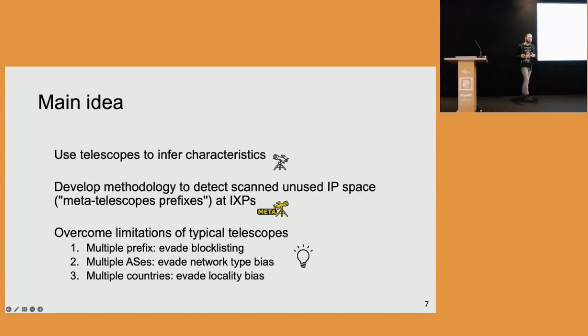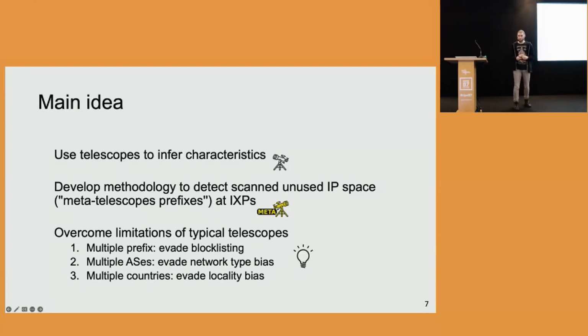And then we try to find as many of these meta-telescope prefixes as possible, which in the end gives us a huge set of prefixes for which we know they receive scanning activity. And this effectively gives us a very large telescope without operating a telescope.